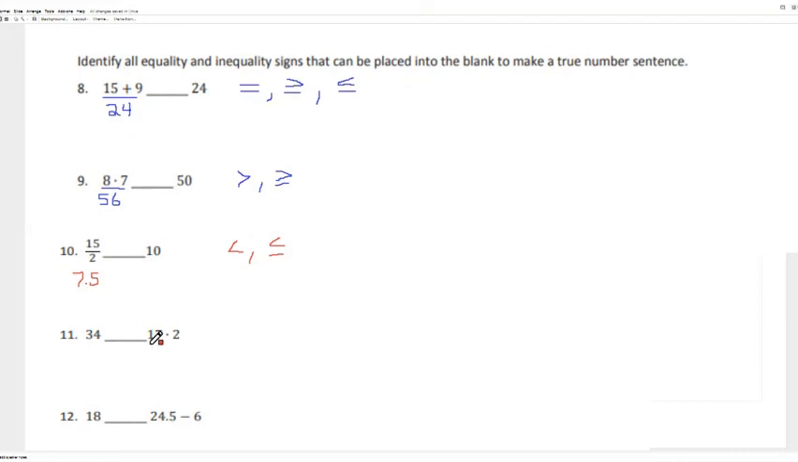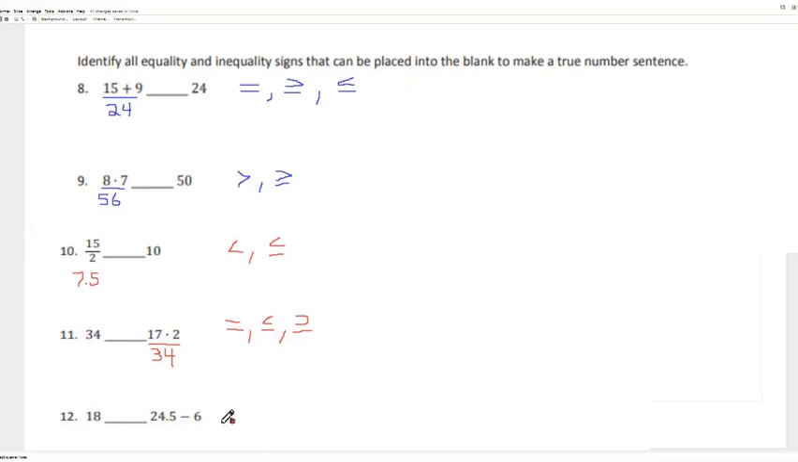We went down to the next one. Hopefully you did the multiplication here and got 34. So now we have 34 is equal to 34, or 34 is less than or equal to 34, or 34 is greater than or equal to 34. Of course, the order you have these doesn't matter. You just need to have all 3.